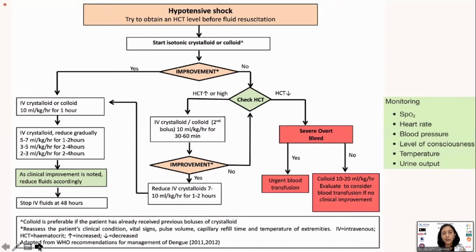For those with hypotensive shock, we need more aggressive crystalloid administration, so a large amount of crystalloid solution should be given as soon as possible. Again, after resuscitation, we need to observe whether there is any improvement in hemodynamics and urine output, and monitor the hematocrit, to see whether we can start to reduce the infusion rate and then stop after 48 hours. Similarly, with those not improved after resuscitation, we need to check the hemodynamics and the trend of hematocrit, whether increasing or decreasing, and monitor oxygen, heart rate, blood pressure, level of consciousness, temperature, and of course urine output.